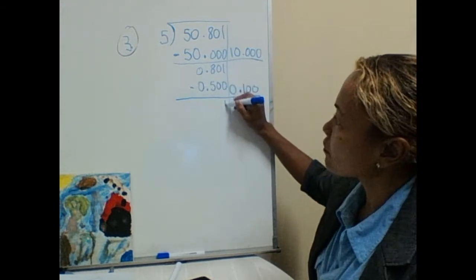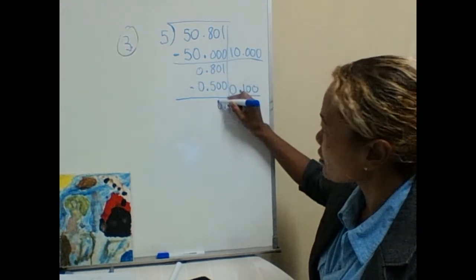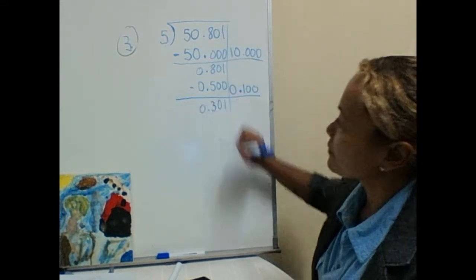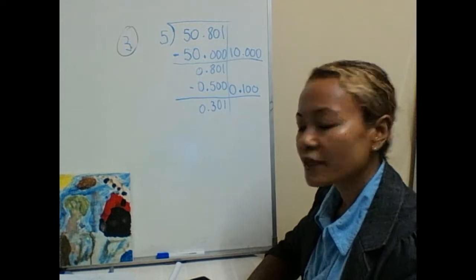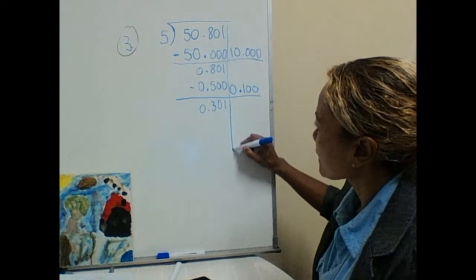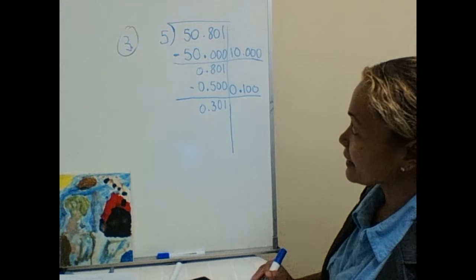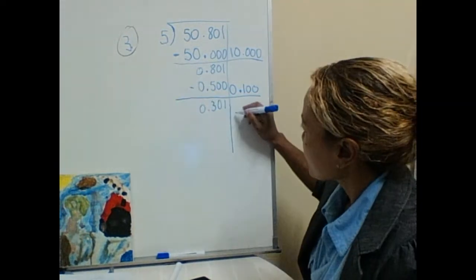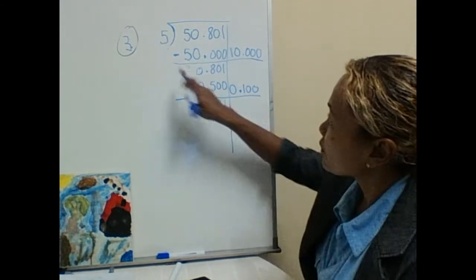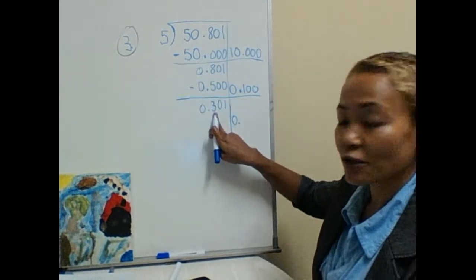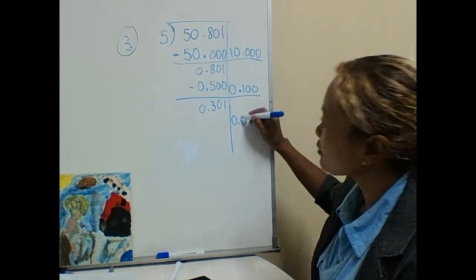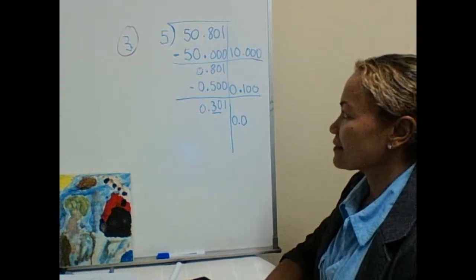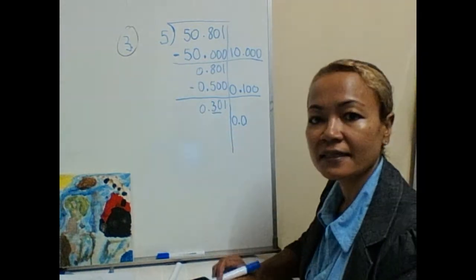1 minus 0 is 1, 0, 0, 0, 8 minus 5 is 3.0. 0.301. Again, 5 doesn't go into the 0, so we know where the decimal point is. Does 5 go into the 3? No, it doesn't. Add a 0. Now we're looking at this. Does 5 go into 30?